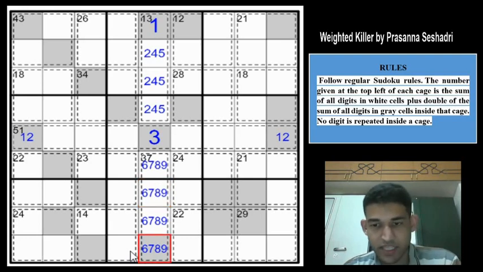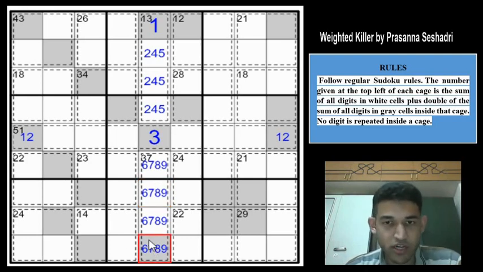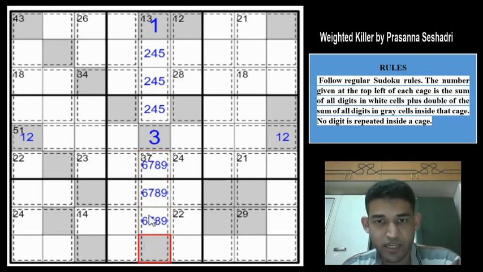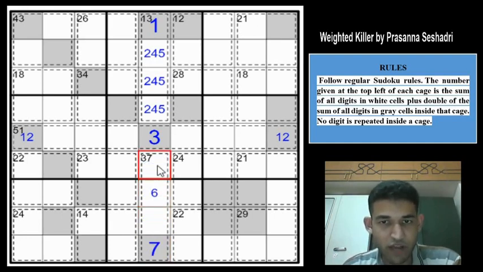So can we put the 7 and try? 7 gives you 14 and 6, 8, 9 gives you 23. 23 plus 14 is 37. So we have to put the 7 there, right? The only possible way to satisfy the 37 total. If you have 8 or 9 in this cell, you will have a total more than 37, right? So this is the only possible way to satisfy this column 5.